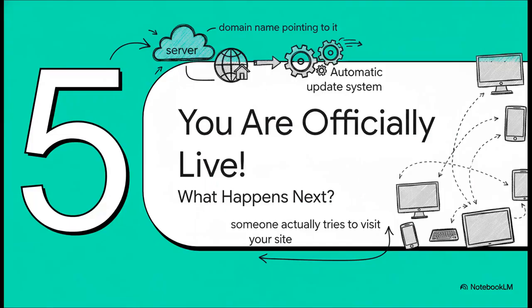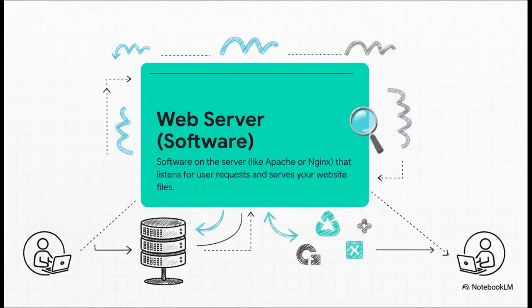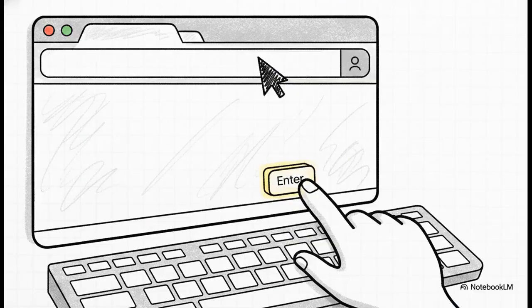So, you've done it. The files are on the server, the domain name is pointed at it, your awesome automatic update system is all set up, you are officially live. But what happens now? What happens when somebody actually tries to visit your site? Okay, let's meet the final character in this story, the web server. Now, it's really important to know this isn't the physical computer itself. It's a piece of software that runs on that computer, like Apache or Nginx. Its entire job is to just sit there and listen for requests coming in from web browsers all over the world.